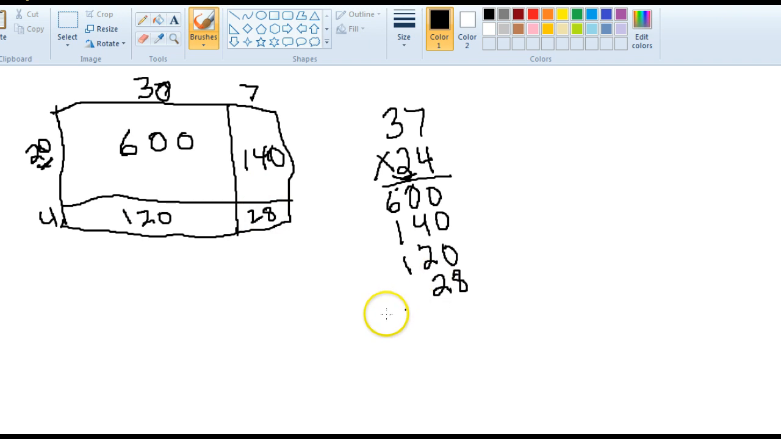Notice how we've taken them and just stacked them underneath our original problem. And then when we add them, we see that we have 8, and we have 8, and we have 8. Isn't that cool? I didn't even plan that.